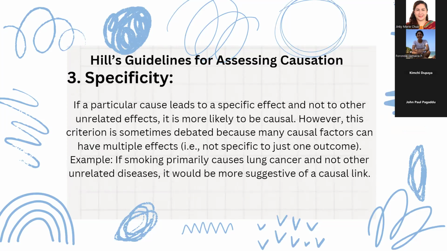So next po yung specificity. Kung yung isang cause ay nagdudulot lang ng isang particular na effect, mas stronger yung ating argument na may causal relationship sila. So for example, kung ang isang virus ay nagdudulot lang ng isang uri ng sakit, mas madali itong ma-assert na may cause and effect relationship sila. So another example, if smoking primarily causes lung cancer and not other unrelated disease, it would be more suggestive of a causal link.